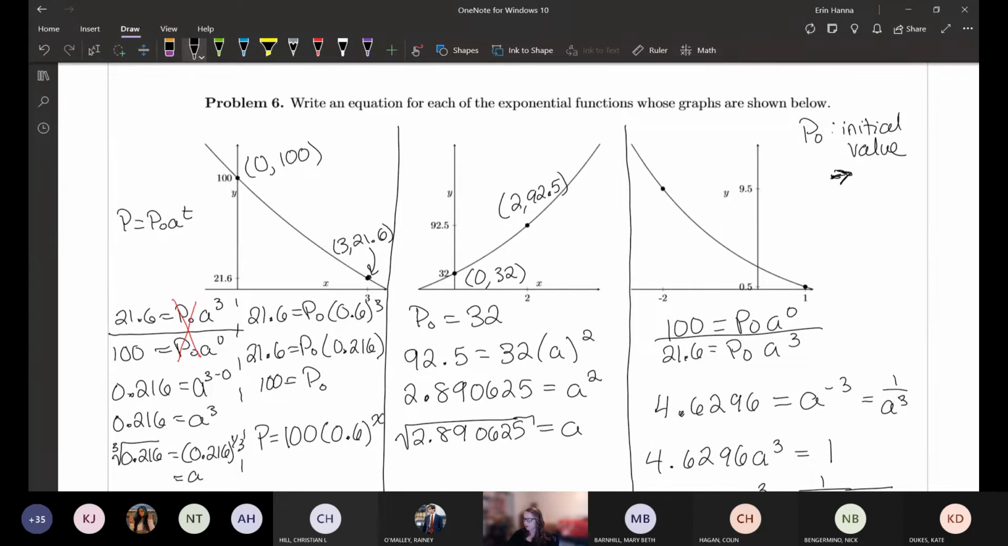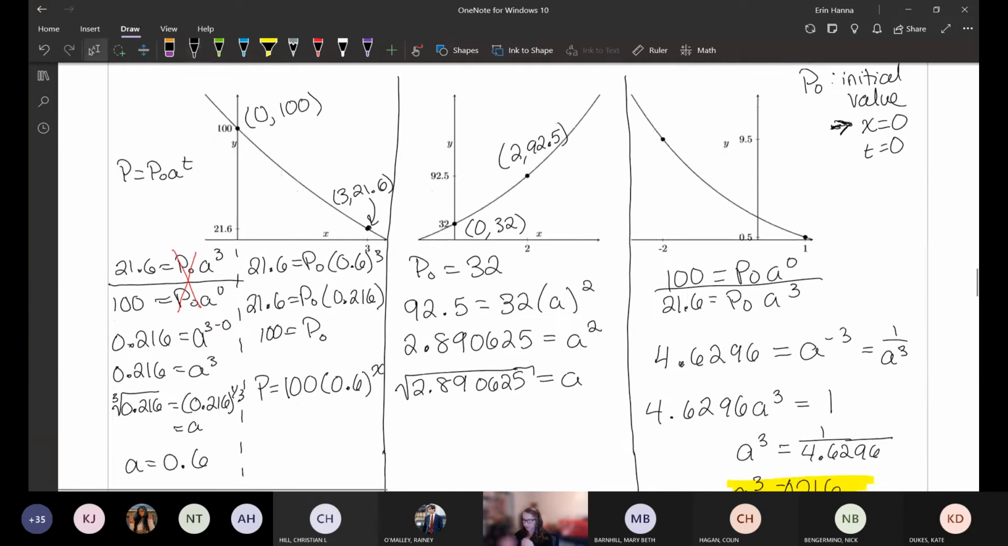This is going to be at the point when x is 0 or t equals 0 or whatever the x variable is. So since we have a point 0, 32, we know that the initial value is 32. The initial value is always connected to the point where the x coordinate is 0. So that's why I know that the initial value is 32. That's a good question.